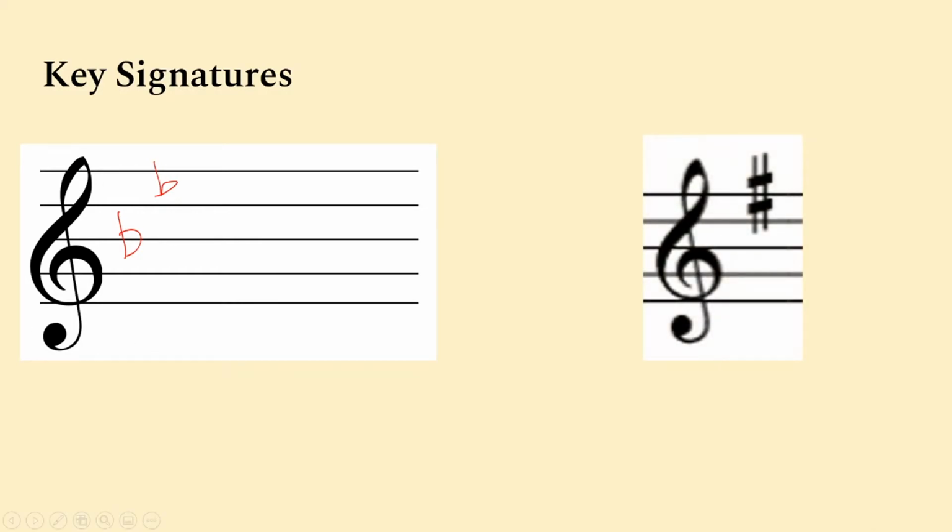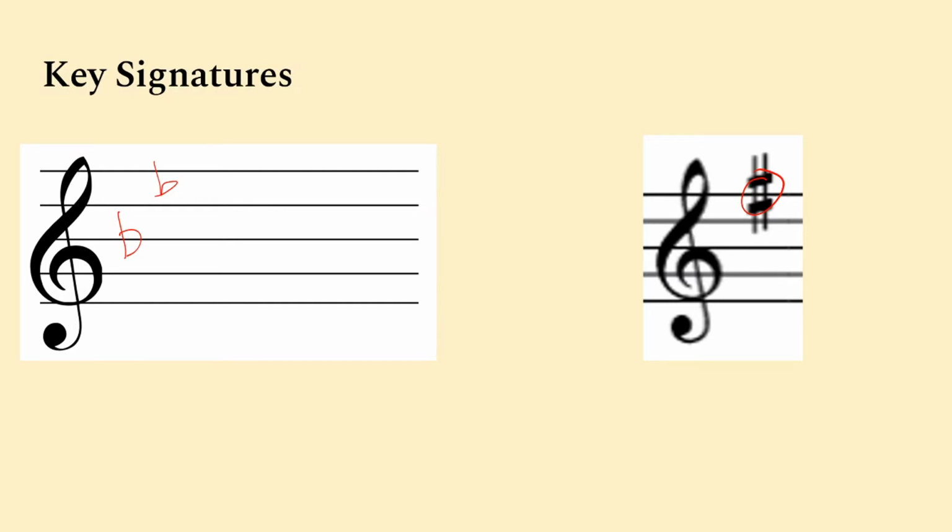Based on this key signature, what key will the piece be in? Because there's one sharp, and that sharp is what the note F would be, this key signature corresponds with G major, because the G major scale has the notes G, A, B, C, D, E, and F sharp, so the F has a sharp on it.